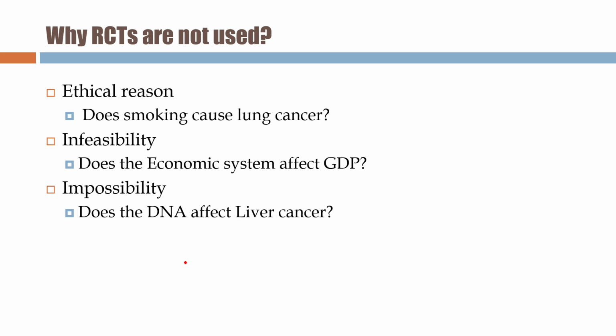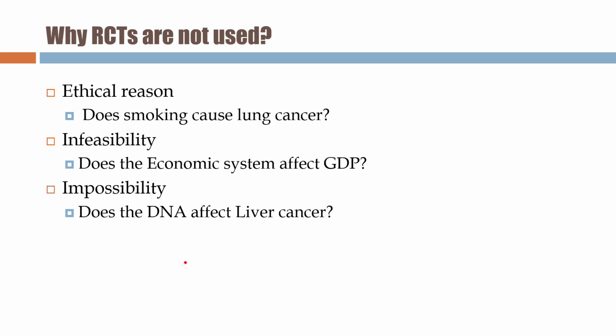You can simply calculate the average result on this side and the average result on that side, and you can obviously see the difference. But can we do that? Can we ask our patients, since I tossed a coin and got heads, you should smoke? Yeah, we cannot do that.